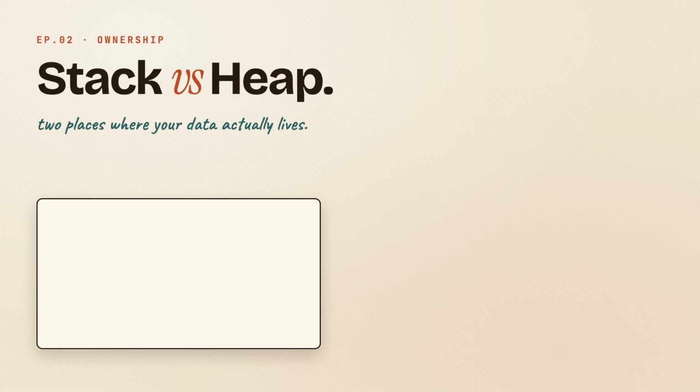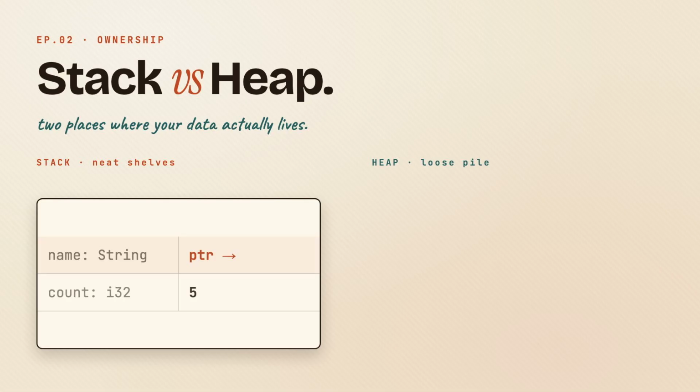Memory in your program lives in two places, the stack and the heap. The stack is like a stack of plates. You push values on top and pop them off the top. Last in, first out. The stack holds small things whose size is known when you write the code. Numbers, booleans, simple structs. Push and pop are fast because the position is fixed.